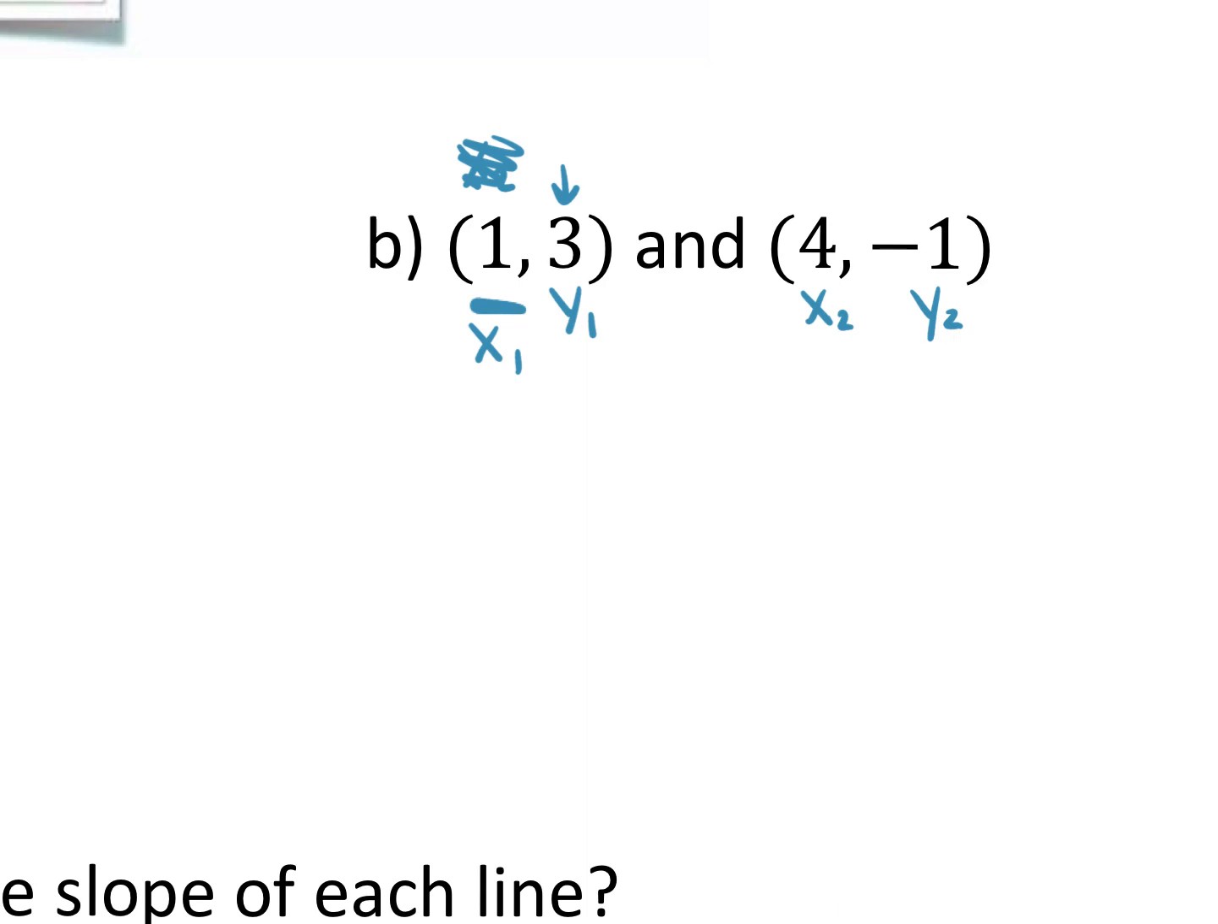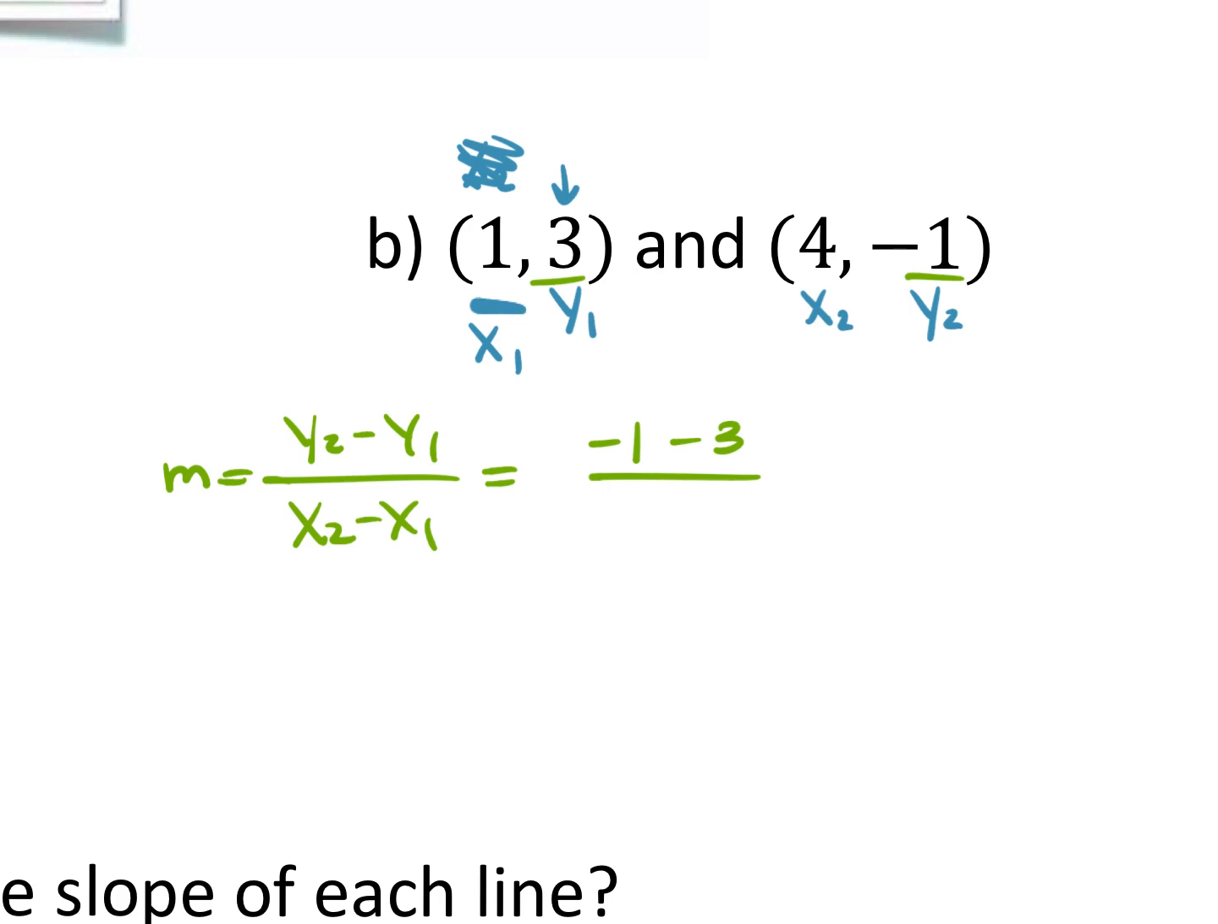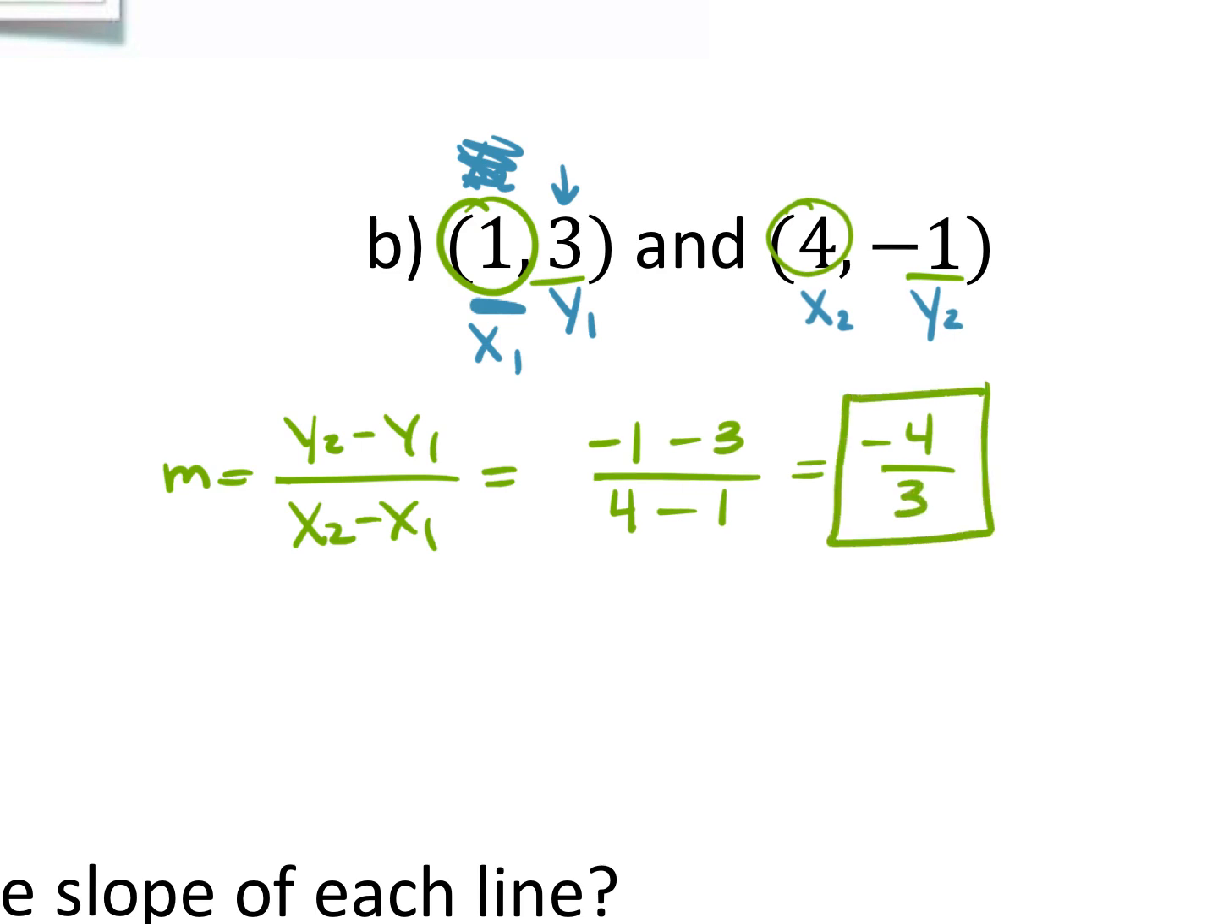Positive 3, right? Okay, so let's lay it out. Y2 minus Y1 over X2 minus X1. This will be your slope. M is usually the letter associated with slope. We'll get more into that in a couple days. So Y2 minus Y1 is negative 1 minus 3. X2 minus X1 is 4 minus 1. So you get on top a negative 4, on bottom a positive 3. So that's negative 4 over 3.